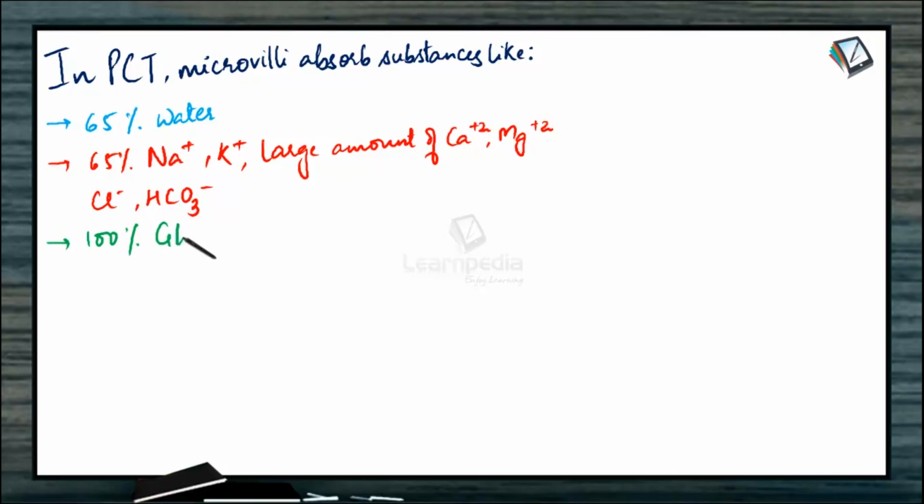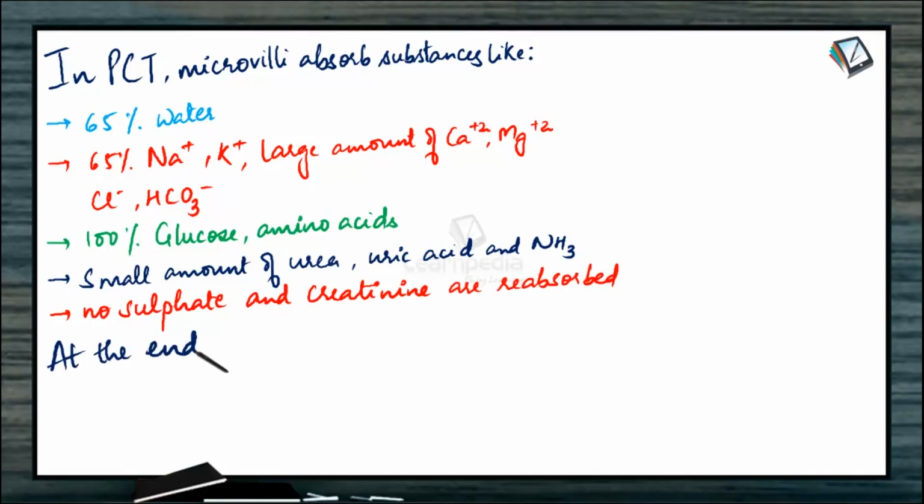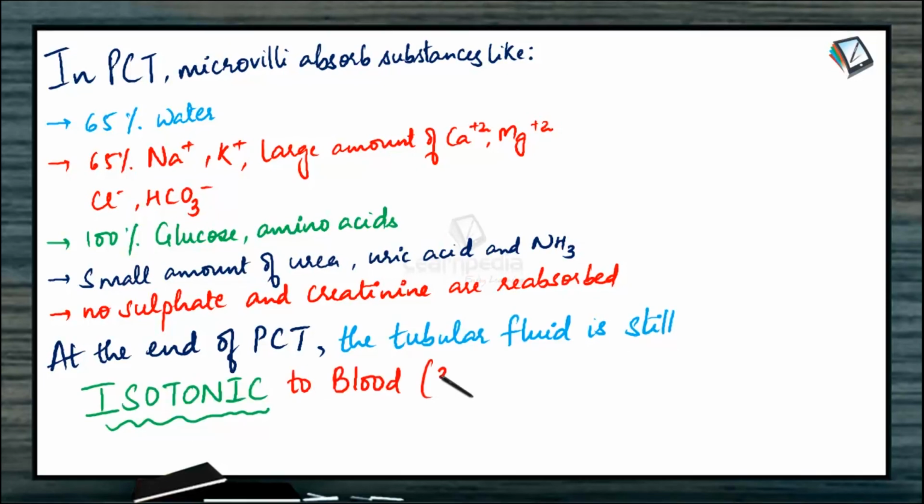100% glucose and 100% of amino acid are reabsorbed back into the blood. Small amount of urea, uric acid and ammonia are also reabsorbed, but the larger amounts are secreted into the tubule. No sulphate and creatinine are reabsorbed. At the end of PCT, that is proximal convoluted tubule, after reabsorbing all these substances and secreting some of the substances, the tubular fluid is still isotonic to blood, that is 300 milliosmoles per liter.